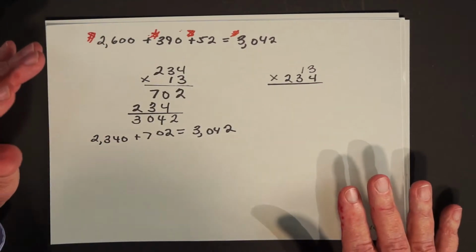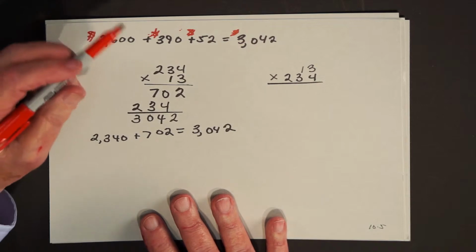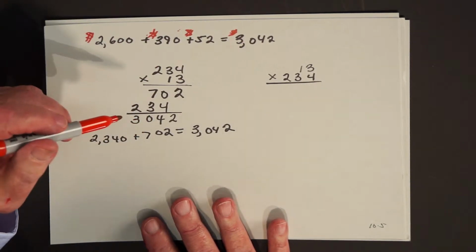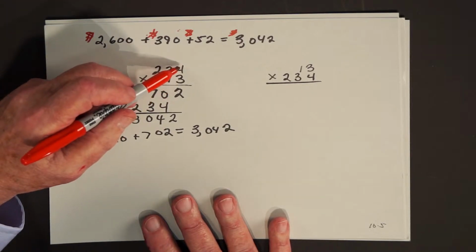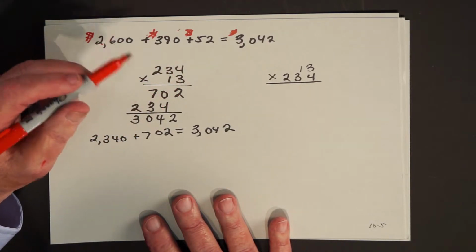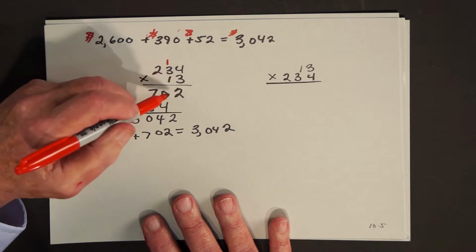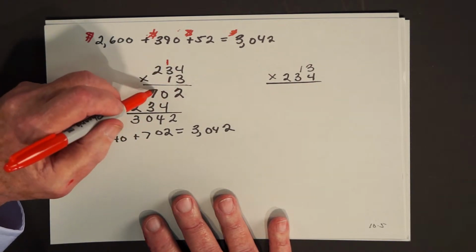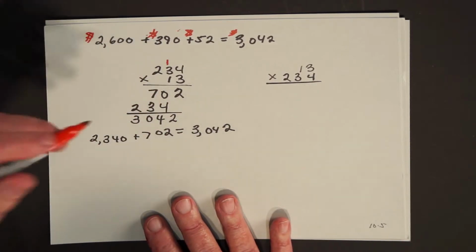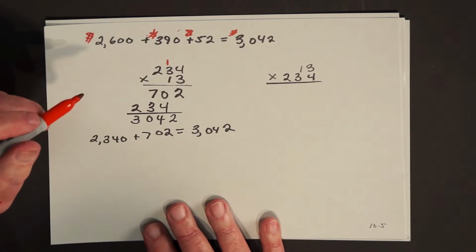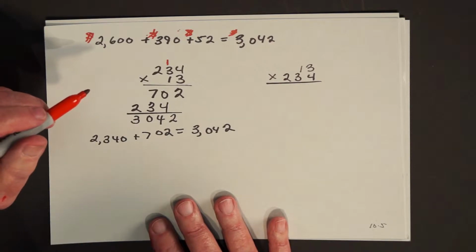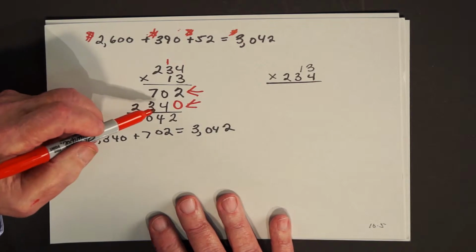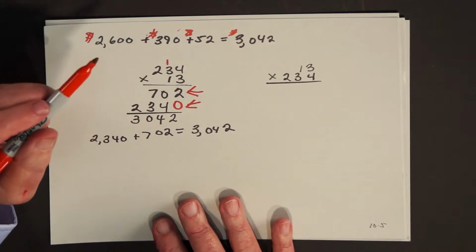Now, how did we check that? We checked that by multiplying 234 times 13 to see if that would give us 3,042. 3 times 4 is 12, put down the 2 and carry the 1. 3 times 3 is 9 and 1 is 10. Put down the 0 and carry the 1. 3 times 2 is 6 and 1 is 7. And we get down to 3,042 this way. Now, what's interesting is these two numbers that we added don't look anything at all like these three numbers that we added.